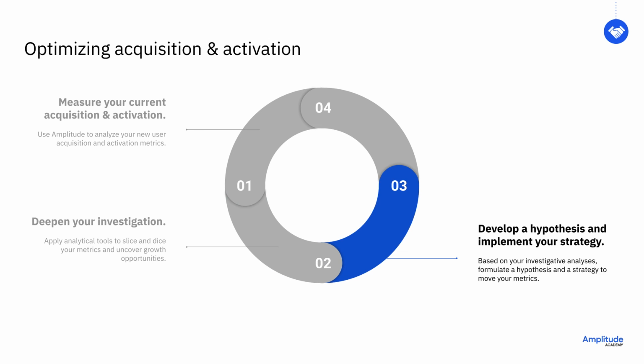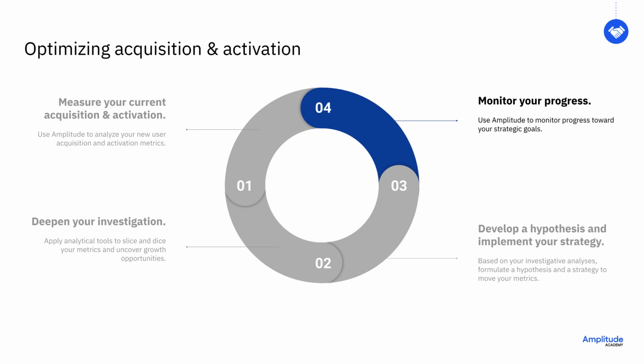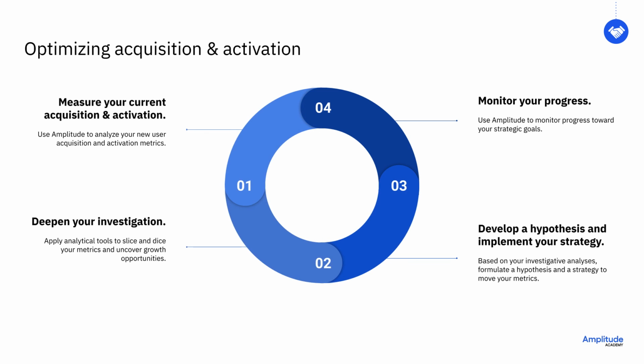Next, we'll use those insights to develop a hypothesis about our users and come up with a possible tactic to improve our acquisition and activation numbers. And finally, we'll bring it back to Amplitude to measure the impact of our strategy on our metrics.